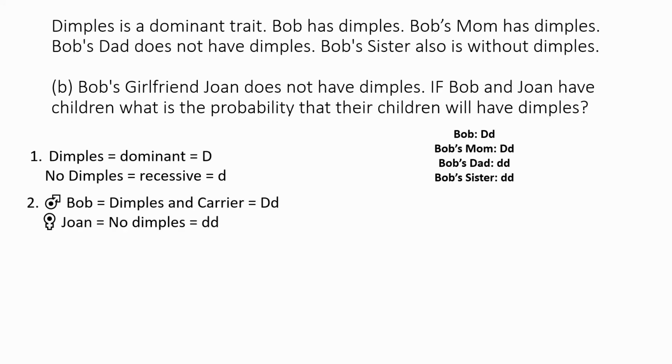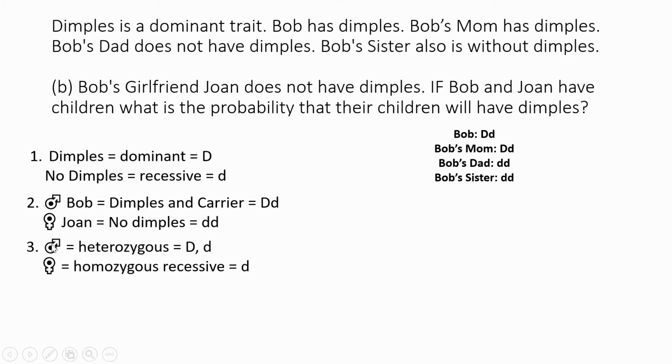All right, so the male is Bob, and they have dimples and they're a carrier. We already know that. We figured it out on the last page. So we know that Bob's a heterozygote. Then Joan, no dimples. That means they are homozygous recessive. So Joan, the female, is no dimples and homozygous recessive. Gametes-wise, here's what's up. The heterozygote, the male Bob, can make either gamete because they have both the dominant and the recessive allele, whereas Joan only has the recessive allele, so she can only pass on the recessive allele as her gamete.